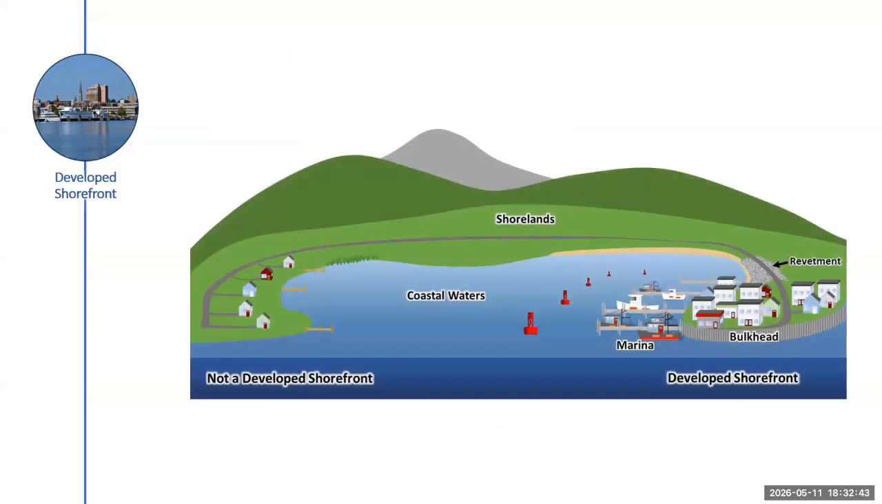And so this shows some of our areas. The inland shorelands are where we would hope that houses and things like that are going to be built. This also shows, over on the right-hand side, developed shoreline, showing a revetment, marina, bulkheading, various things that hold the water back and make that type of development possible. And over on the left-hand side, you see what would be considered not a developed shorefront, even though it has some houses there, because it doesn't have the level of infrastructure that the developed shorefront has.